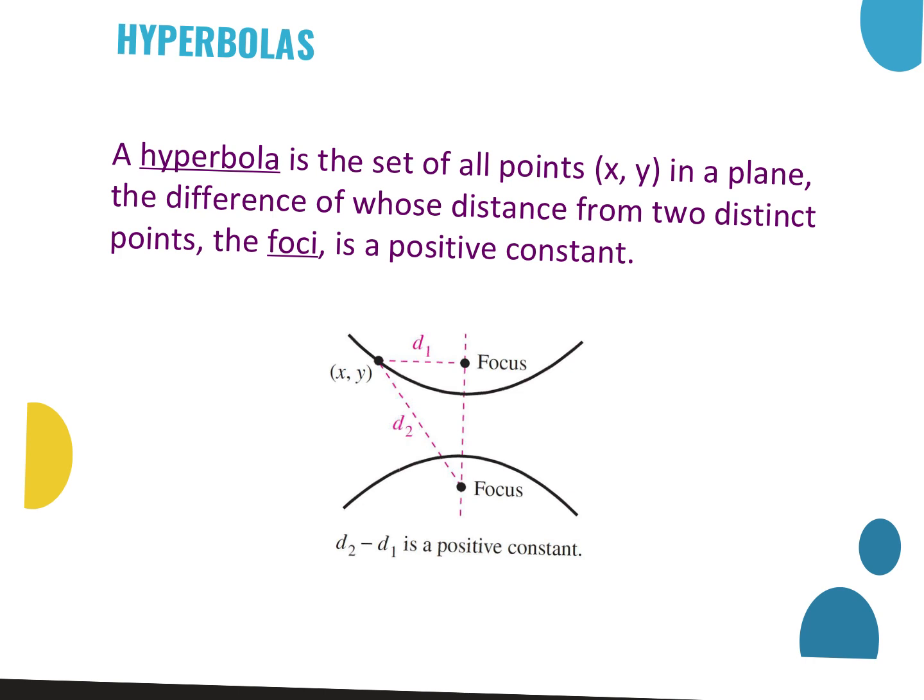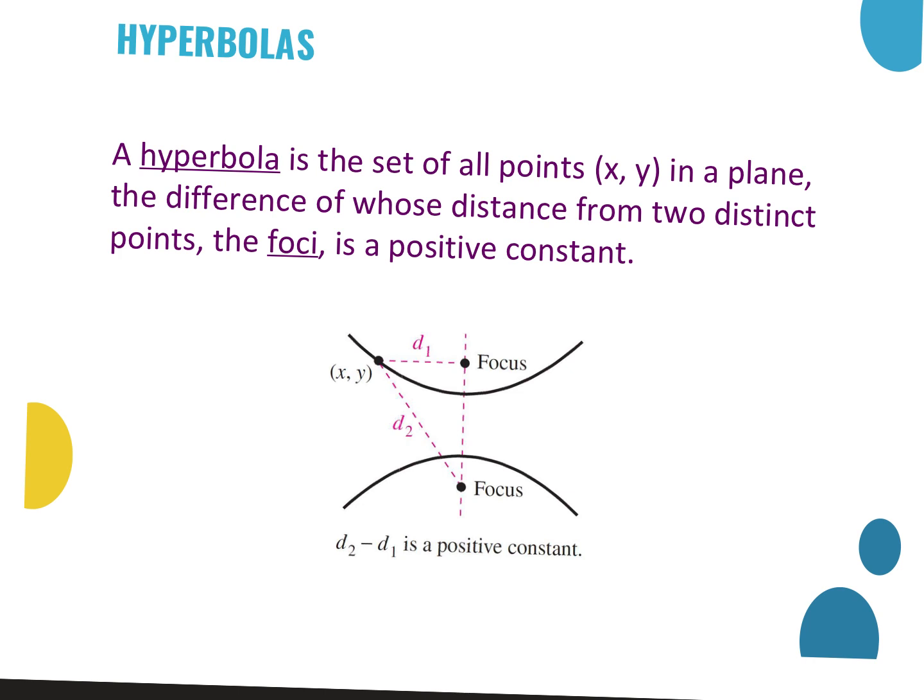What does it look like? Two what? Two parabolas, right? Going in opposite directions. You're either going to have two parabola-looking things going up and down or left and right. If they're opening up and down, that's a vertical. If they're opening left and right, that is a horizontal.